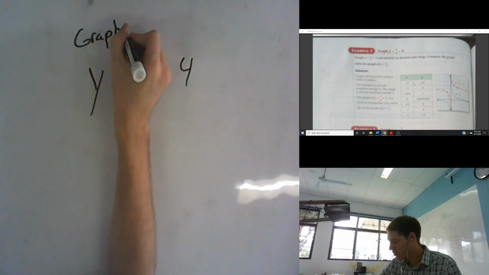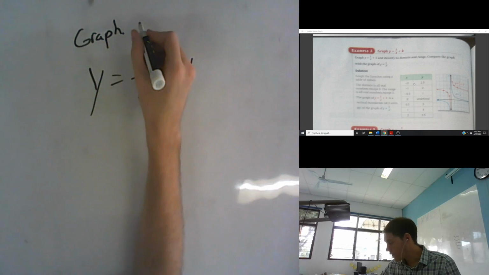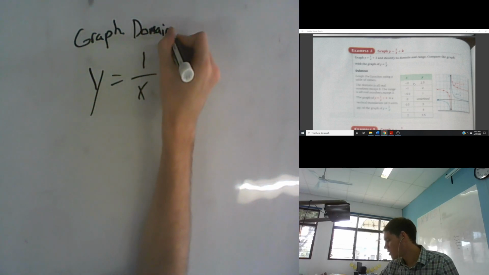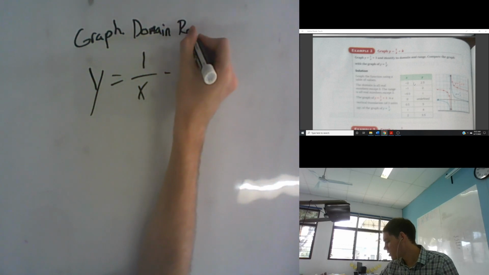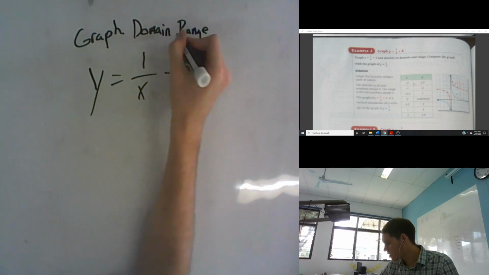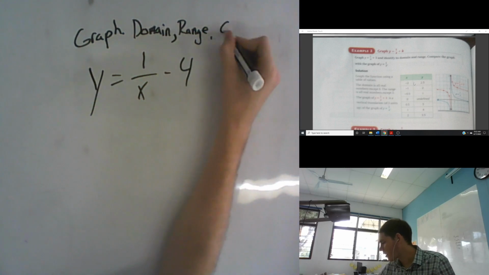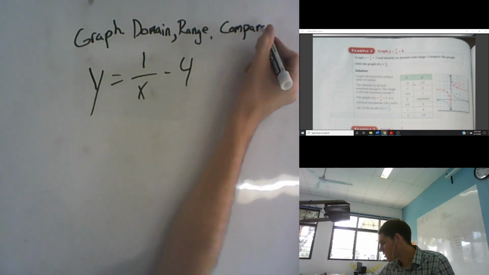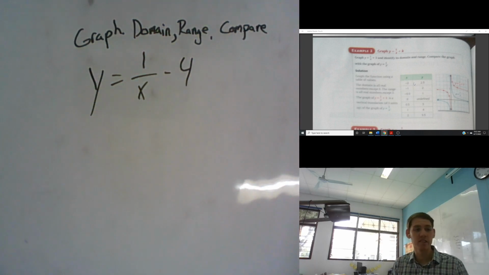Okay, so let's graph this. We need domain and range, and we need to compare. So those are 3 things we're doing. We're graphing, we're finding domain and range, and we're comparing. Okay?